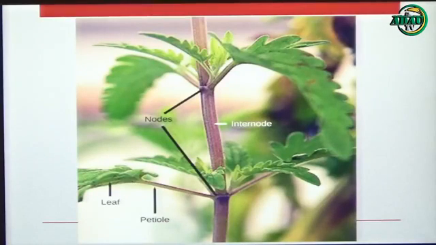As I have already told, the stem, the main axis of the plant, consists of two parts, nodes and internodes. Nodes are the areas or parts of the stem where the leaves are attached. And the distance between two nodes is called an internode.